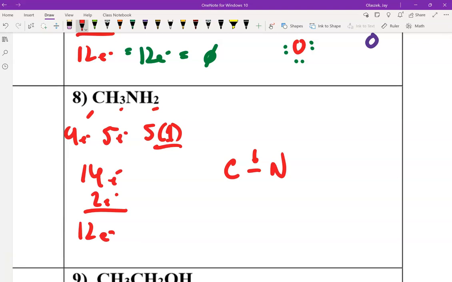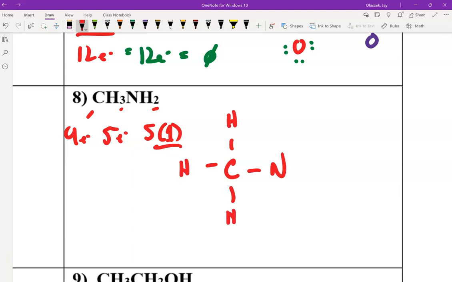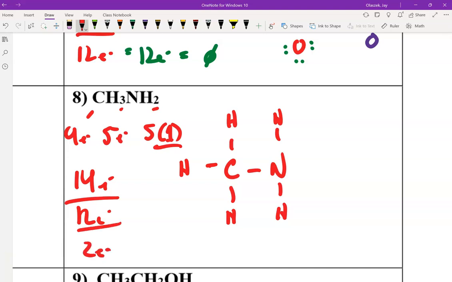Oops, I apologize. We did not use 2 in the bonding. We forgot all of our hydrogens. Sorry. 5 hydrogens. I'll put 3 around this carbon and 2 around this nitrogen. Does it matter if you put the 2 around the carbon and 3 around the nitrogen? No. So of the 14 electrons that we've used, we have 2, 4, 6, 8, 10, 12 electrons that we used in the bonding. We have 2 left.